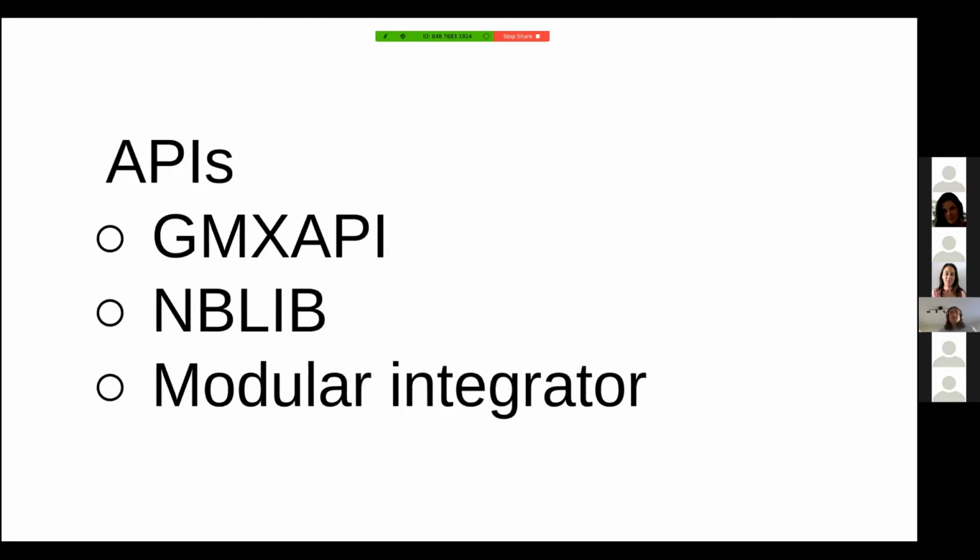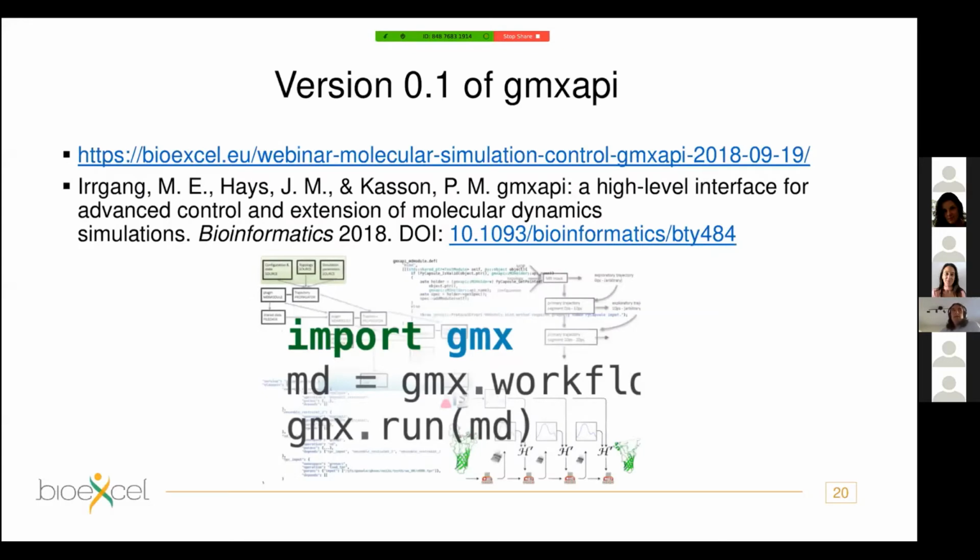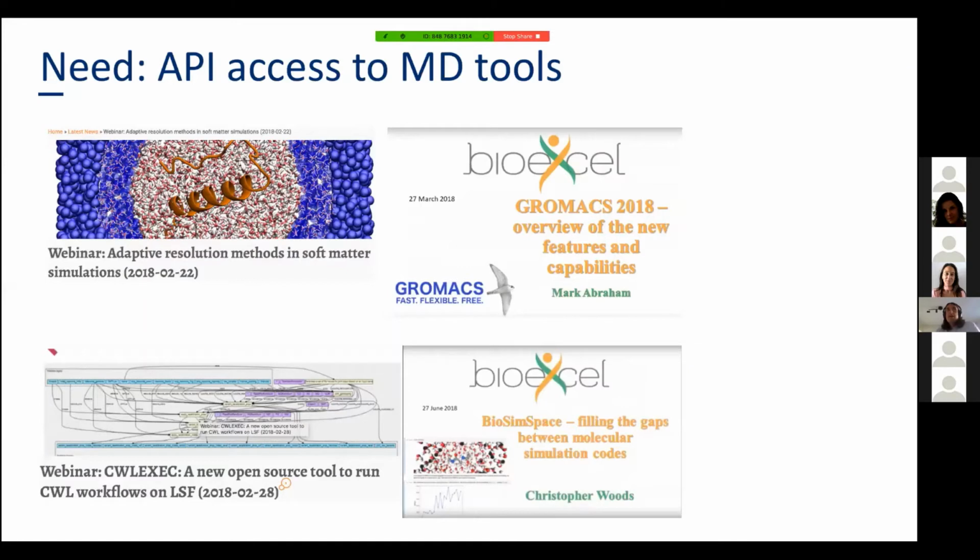So what is the GMX API? It's been developed by Eric Ergang, who is in the Peter Kassem lab. The idea is basically that there's a strong need for APIs to access MD tools. This is a slide from 2018, showing that already then there had been a number of BioExcel webinars about various APIs to access MD tools and what the needs are. At that time, this was already strongly pointing to being something that a lot of users wanted.